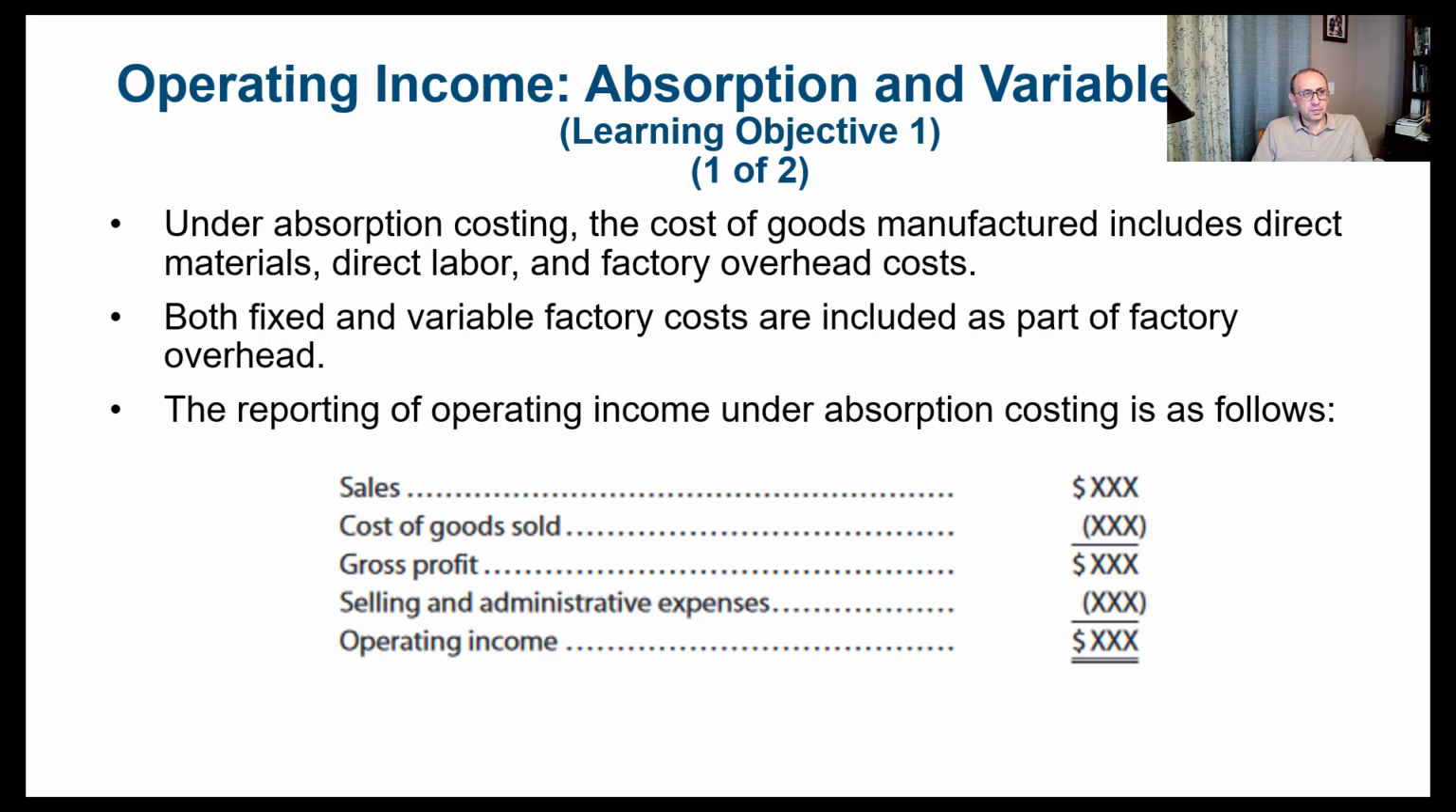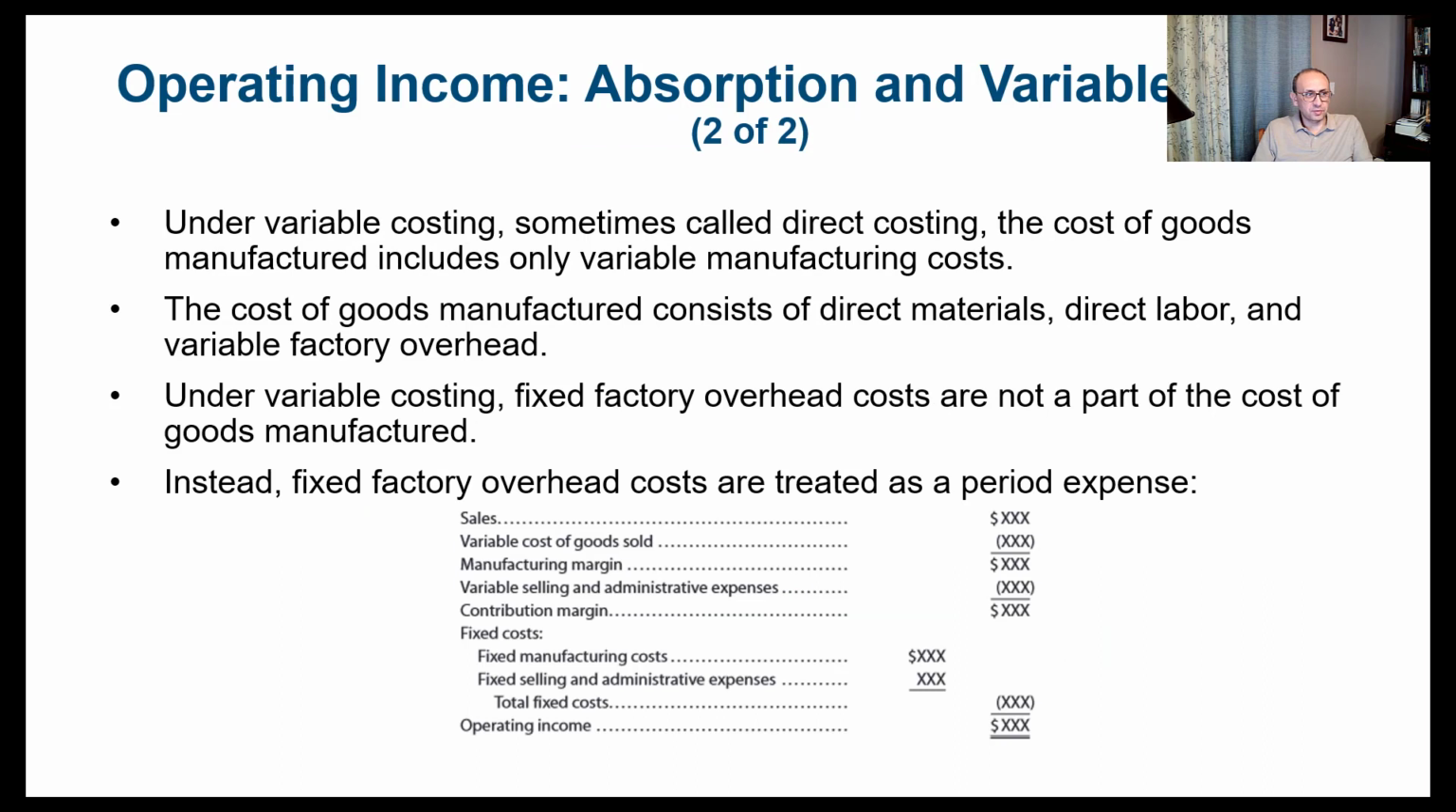Variable costing would be slightly different. Under variable costing, sometimes we call it direct costing, the cost of goods manufactured includes only variable manufacturing cost. So the fixed factory overhead portion is not included. The cost of goods manufactured consists of direct material, direct labor, and only variable factory overhead, not the factory overhead total. So under variable costing, fixed factory overhead costs are not part of the cost of goods manufactured. I hope we notice that.